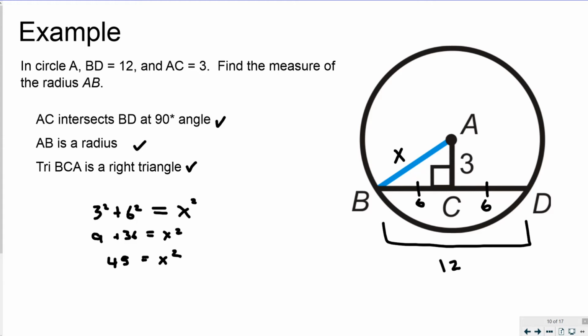Now I know that 45 is not a nice number when I go ahead and take the square root of it. You can round it to the nearest tenth. So we're going to round to the nearest tenth. So I'm going to type that: round to nearest tenth.